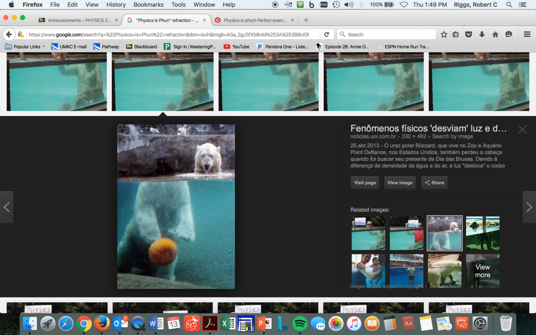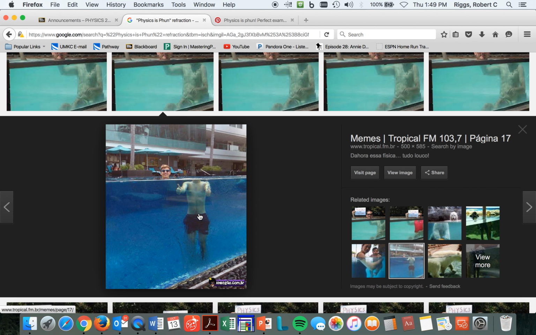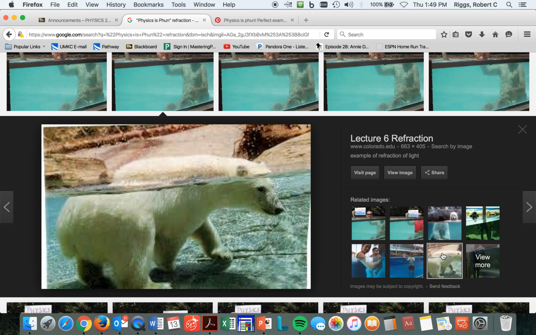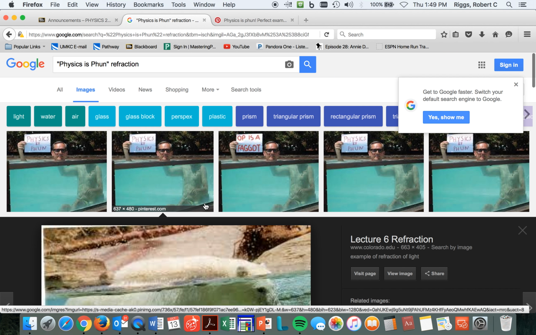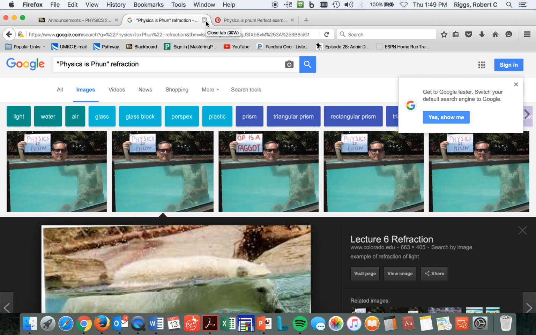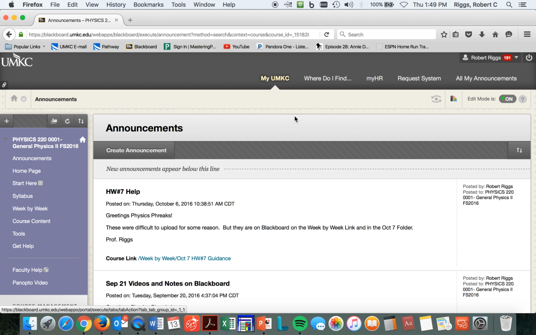We've got the polar bear. These are all examples of refraction. Here's another one, and it's just funny. I mean, it's pretty cool. This polar bear looks completely turned around. It's all messed up. But anyway, that's what's going on. So the light bends. Light bends when it goes into a different medium. As a matter of fact, that last one that I showed was pretty good.